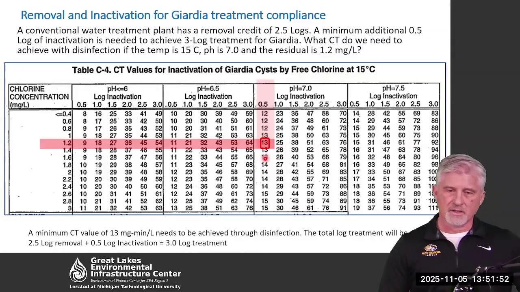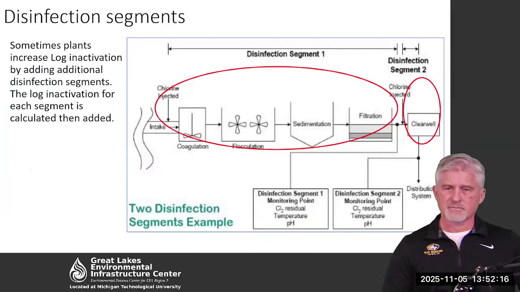So that tells us that we need 13 milligram minutes per liter to achieve through disinfection. So that inactivation portion at a 1/2 log needs to be 13 milligram minutes per liter. And that'll give us the 2.5 that we get from our treatment plus the inactivation gives us the 3 log that we're required to get.